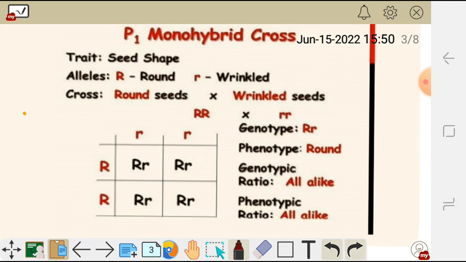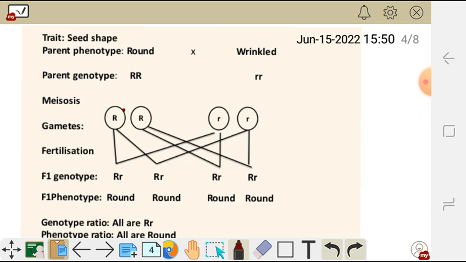We have the genotype, which is heterozygous, capital letter R and small letter r, and the phenotype is round. So all of these seeds are alike, they have the same genotype, and for the phenotype we also have the same kind of phenotype. Remember, a phenotype is simply the physical appearance of the offspring. So these offspring are all alike because they have the same genotype. This information can be illustrated using a genetic diagram.